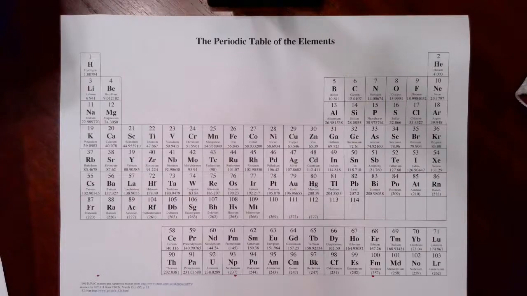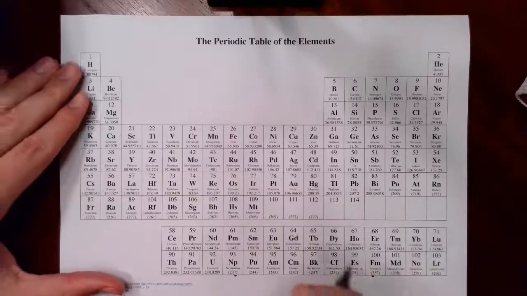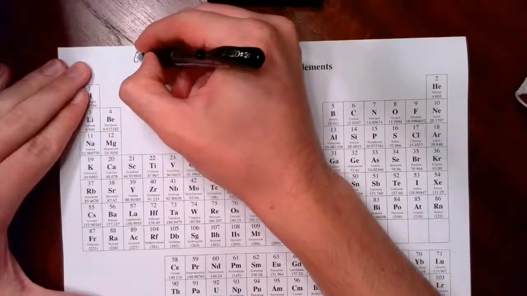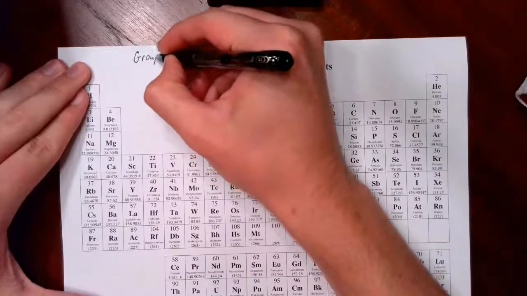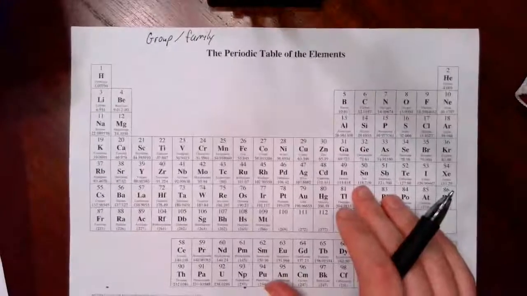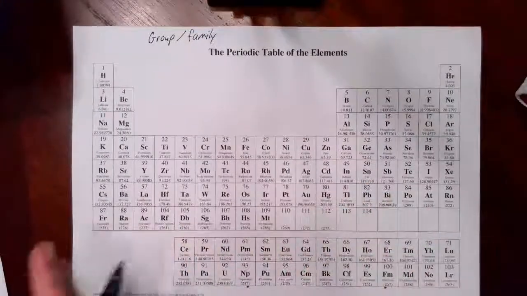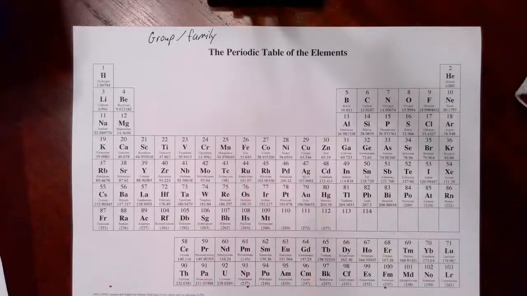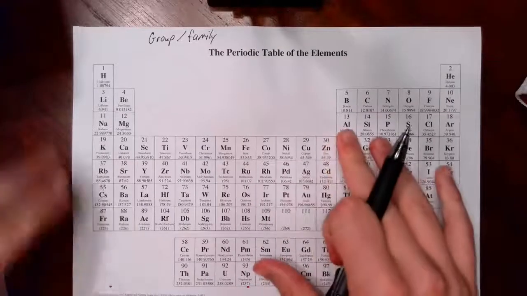So there's a couple of things we want to number. First we want to number the groups. So we have a couple of names for this. We have a group, or we have a family, or we can call it a column. Okay, so groups, families are the columns on the periodic table. We'll typically call them groups.